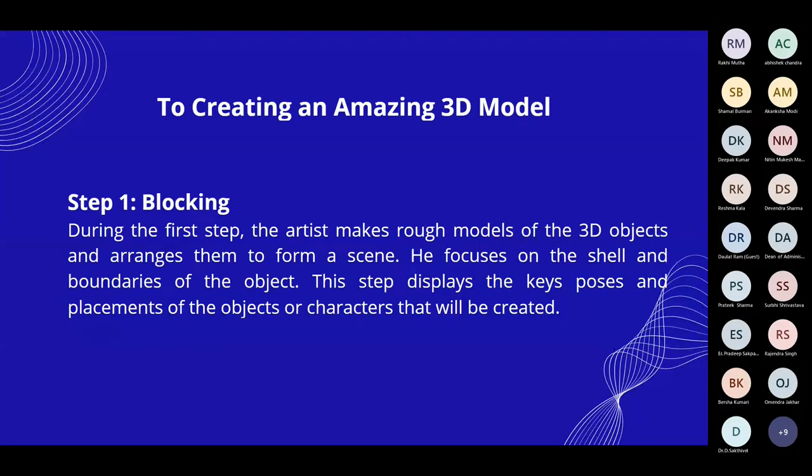When creating an amazing 3D model, we follow some steps. Step one is blocking. During the first step, the artist or user makes rough models of the 3D objects and arranges them to form a scene, focusing on the shell and boundaries of the object. The user also displays the key poses as well as placements of the objects, how the objects are to be placed and how the characters are to be created. So step one focuses on blocking.